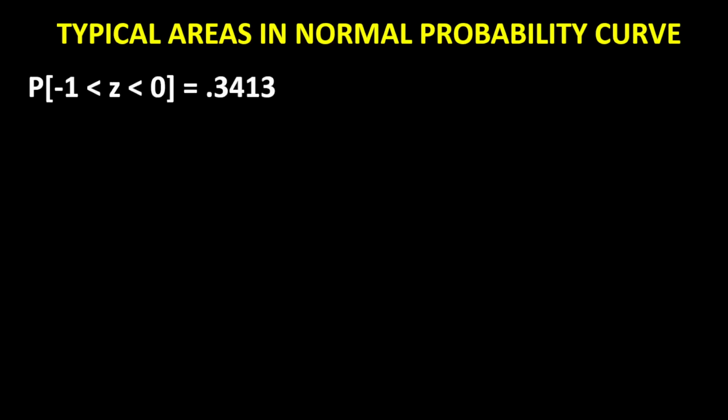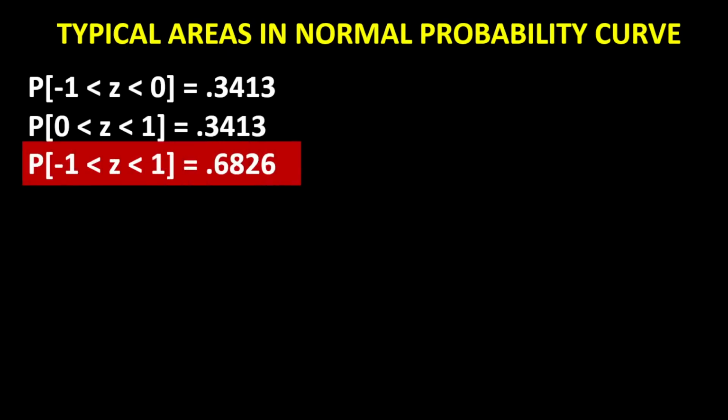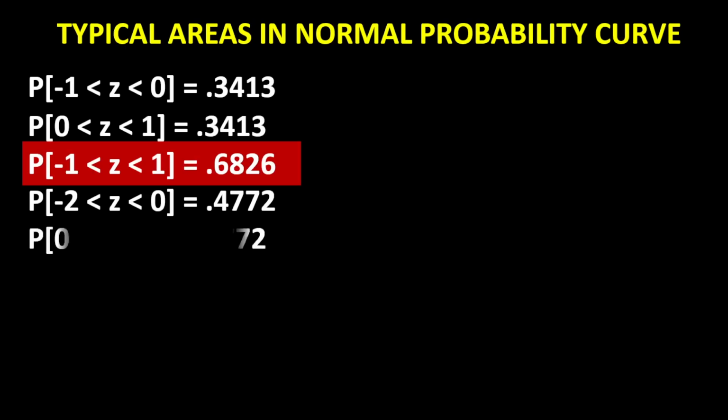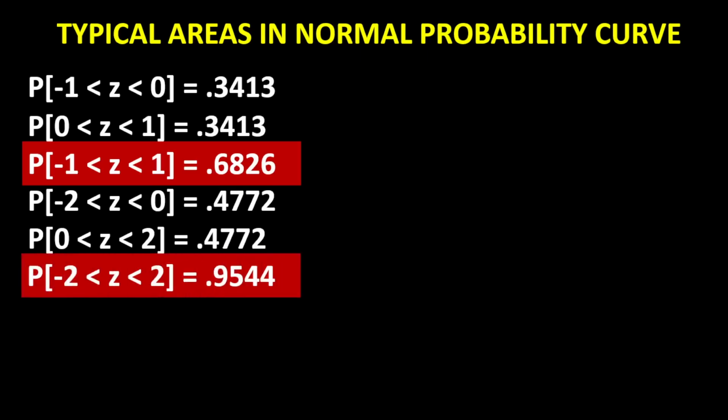Friends, in this video we have seen these areas: P minus 1 is less than Z is less than 0, that is 0.3413. P 0 is less than Z less than 1 is 0.3413. P minus 1 less than Z less than 1 is equal to 0.6826. Probability minus 2 less than Z less than 0 is 0.4772. Probability 0 less than Z less than 2 is 0.4772. Probability minus 2 less than Z less than 2 is 0.9544.